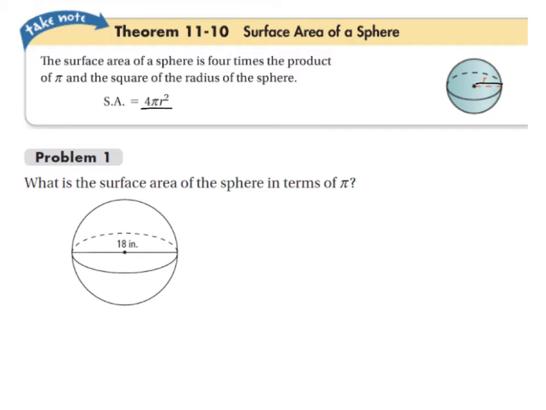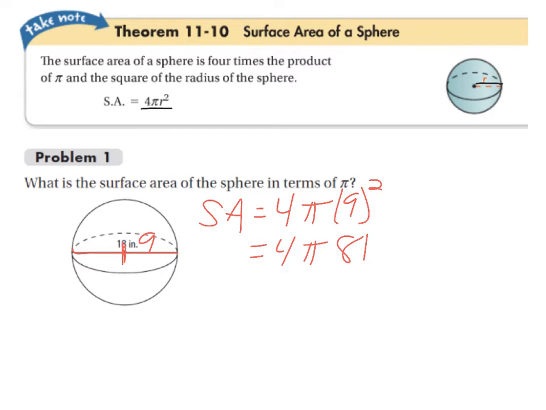to the outer edge. So in our first example, we've got what is the surface area of the sphere in terms of pi. If the whole length is 18, that means that half of the length is going to be 9. So our surface area formula is going to be 4 times pi times our radius of 9 squared. Well, 9 squared is 81.